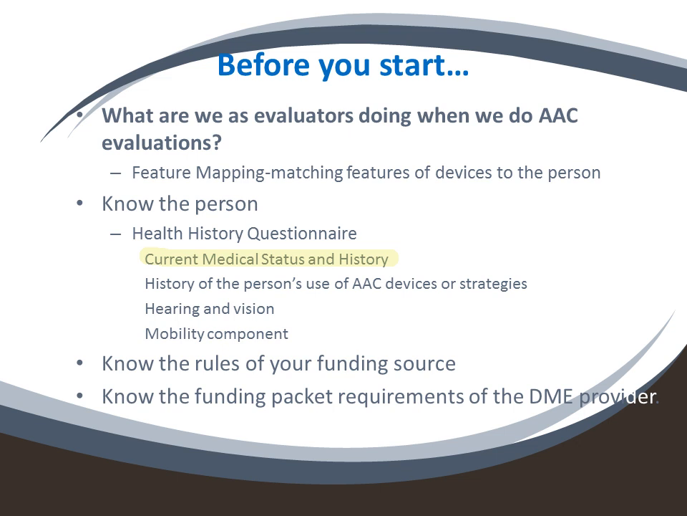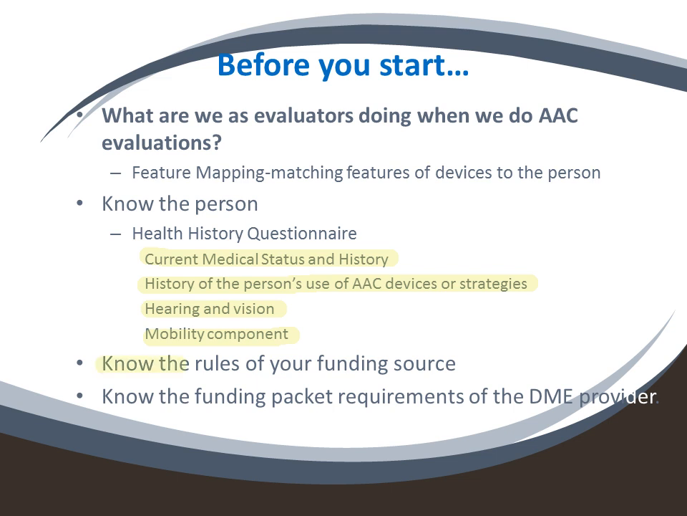You want to make sure that you know the history of the person's use of previous AAC devices or strategies. You want to know what their hearing and vision is like. That's very important. All of this will be important to that report. Mobility component. So you want to make sure you know if they're ambulatory. And if they are, do they need assistance? Or if they're not ambulatory, what are they using for assistance?